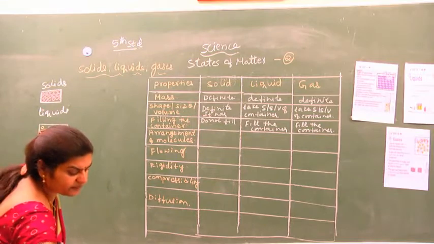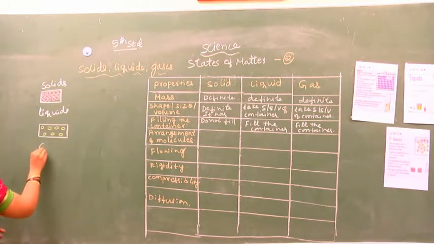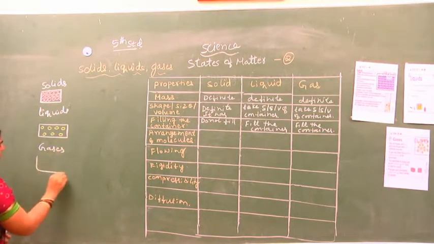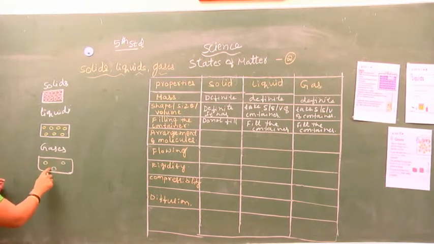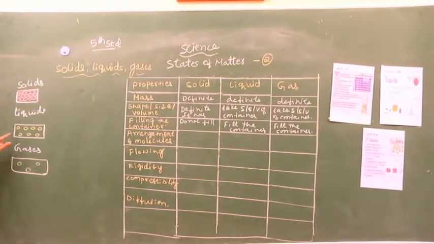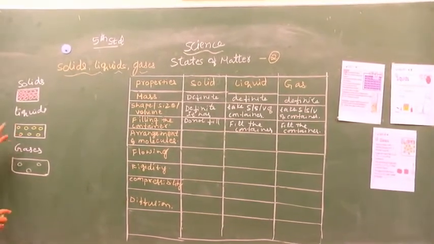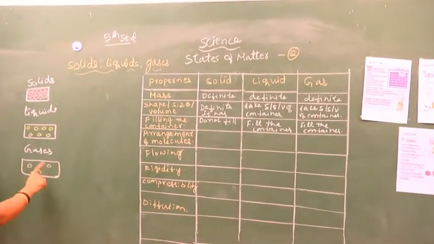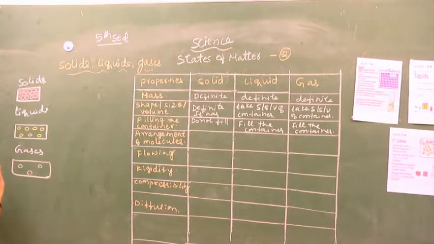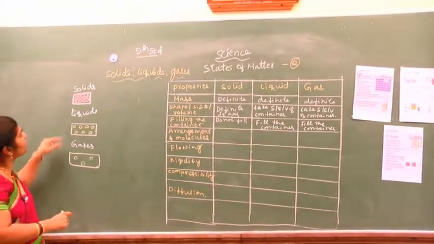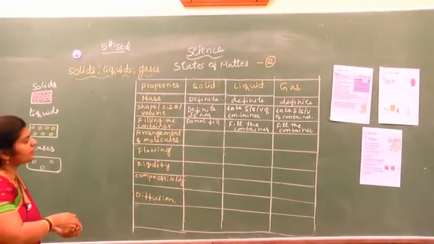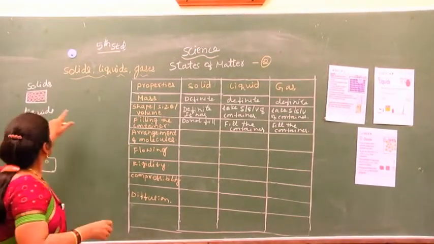Then when we consider the gases, how will the particles be? The particles are very far away from each other. The distance between the particles is more when we compare with the liquids. And when we consider the same place, the number of particles will be less in case of the gases. In that way, we can consider the arrangement of molecules.